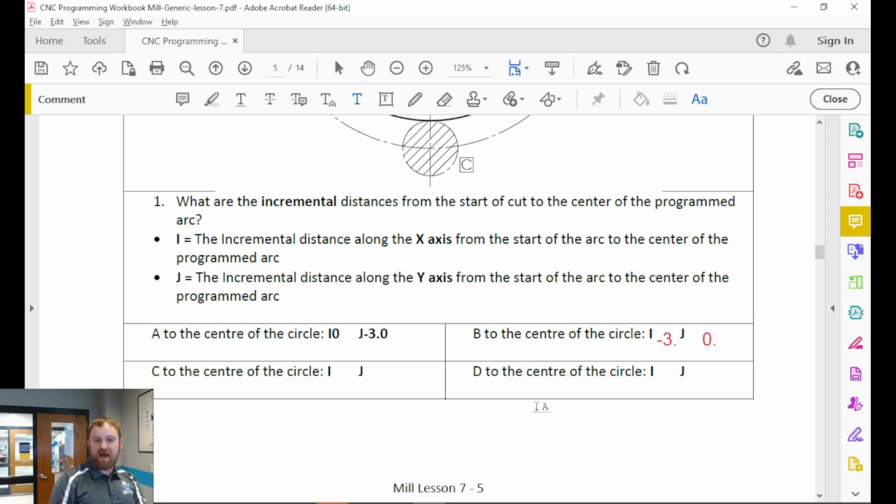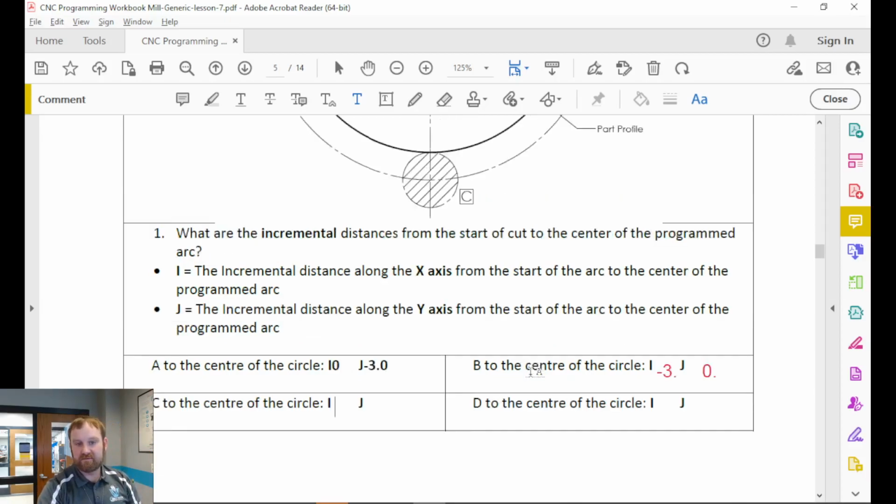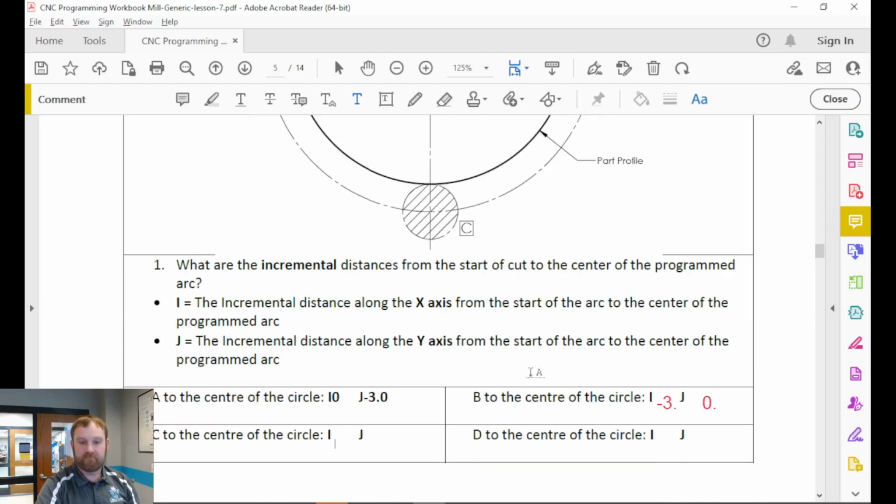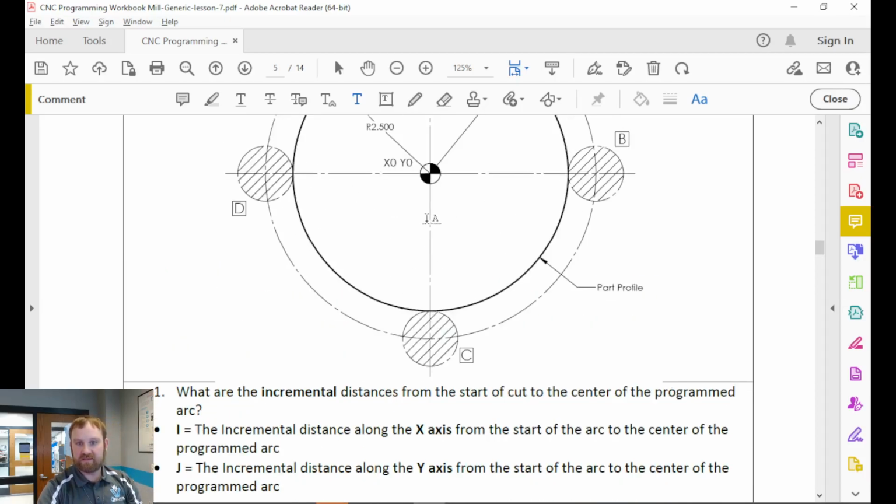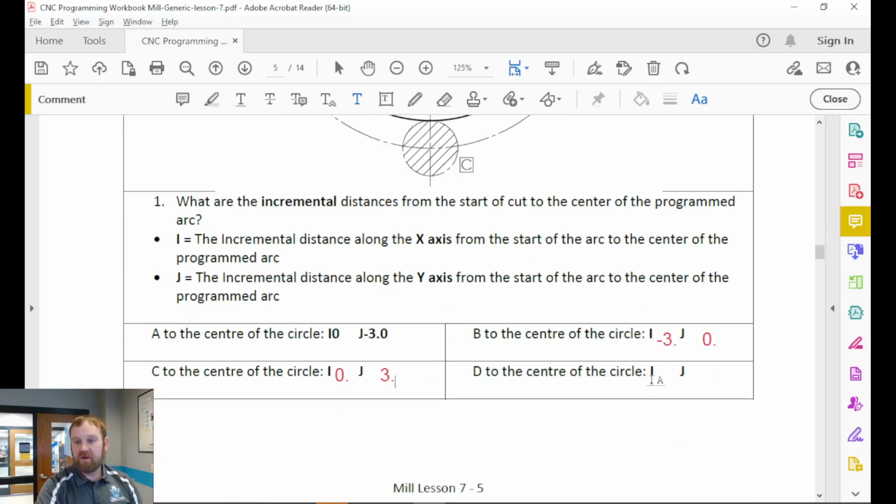Fulkerson, give me my I and J for C to the center. I is 0 and J is 3. I is 0, J is positive 3. So the X, they're lined straight up, so the X doesn't change, so it's I 0, J positive 3. Noah, you get the last one here. D to the center. I is 3, J 0. Okay?